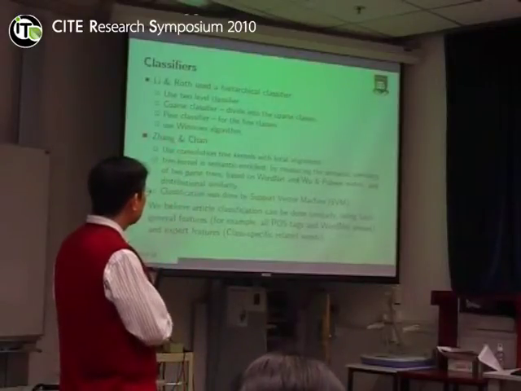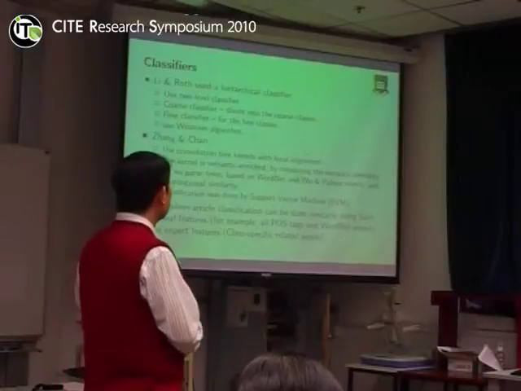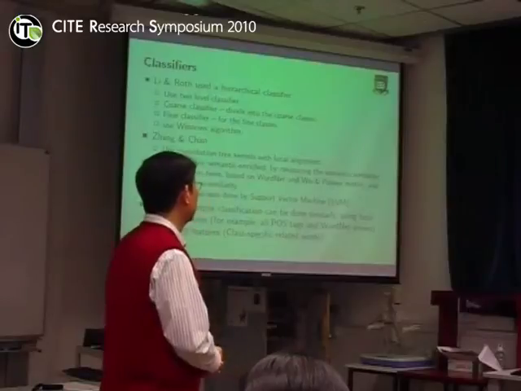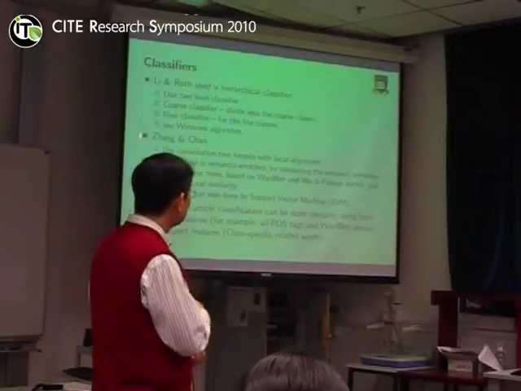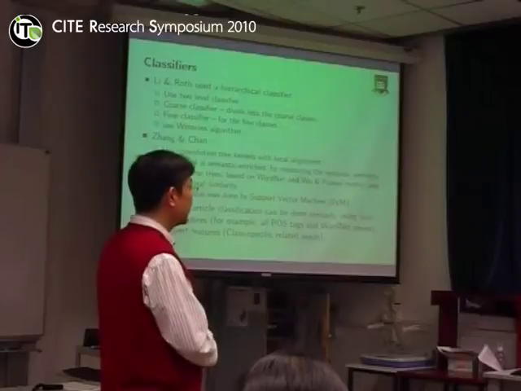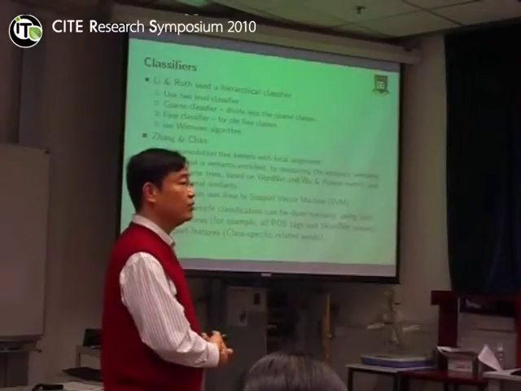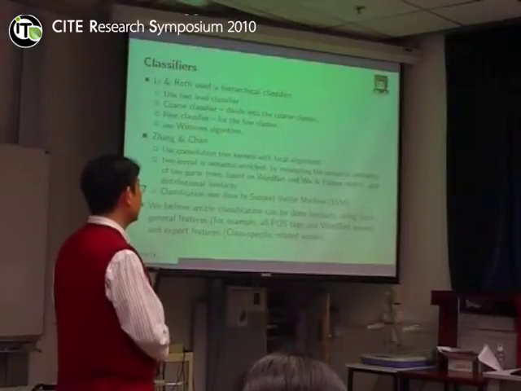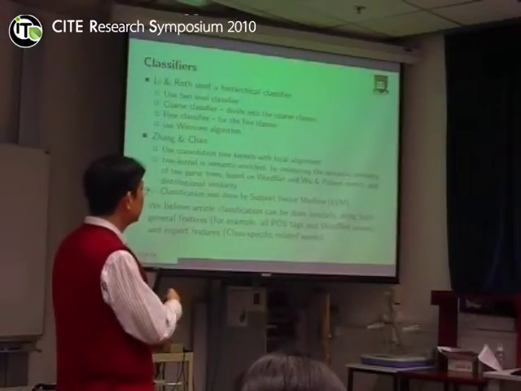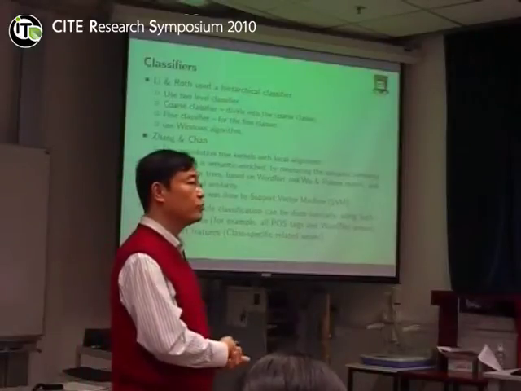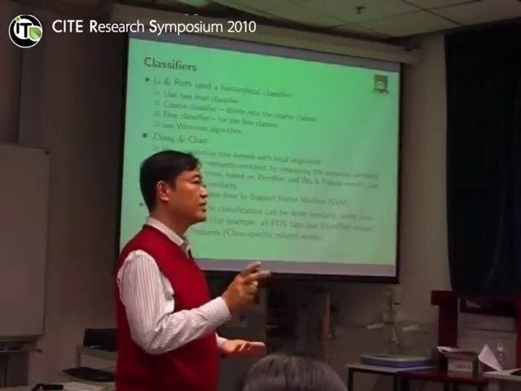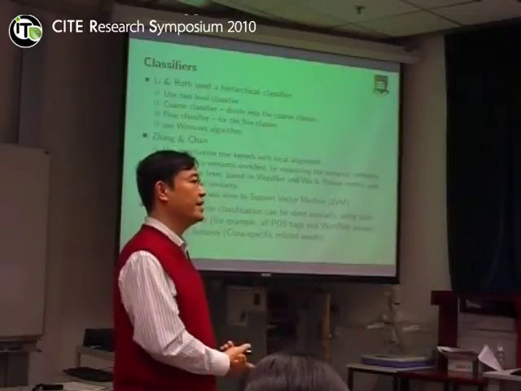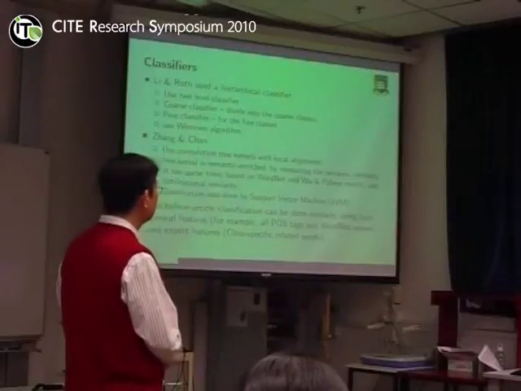And my student Zhang and I have used convolution tree kernels, with local alignment, to do the classification. The tree kernel here is semantically enriched, that is, we add semantic information to the tree kernel so that we can do classification by measuring the semantic similarity between two parse trees. The tree is basically a parse tree, so we do parsing. After parsing, we try to compare whether the two trees are similar to each other.